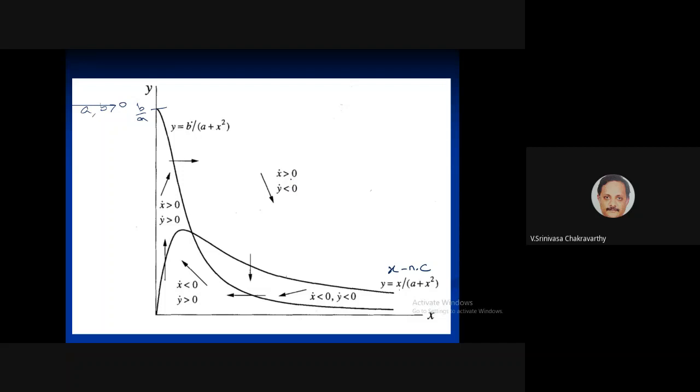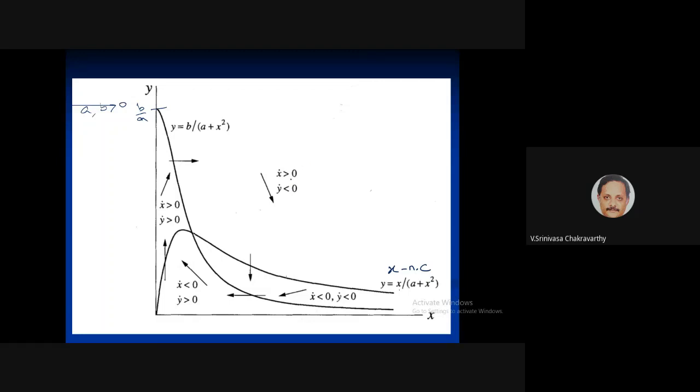This open-ended region, which is infinite, is one region. This is the other region, which is also open-ended and infinite in nature. This is also open-ended and infinite. And the fourth one is finite, this one. So this is how the two null lines divide the entire first quadrant of the plane, because that's the only valid region here, into 4 regions.